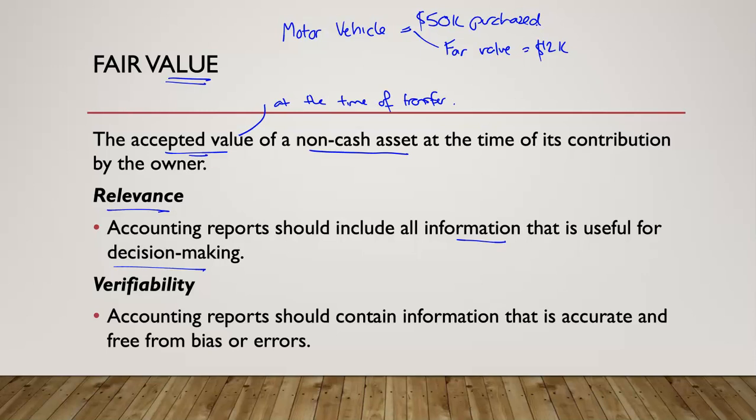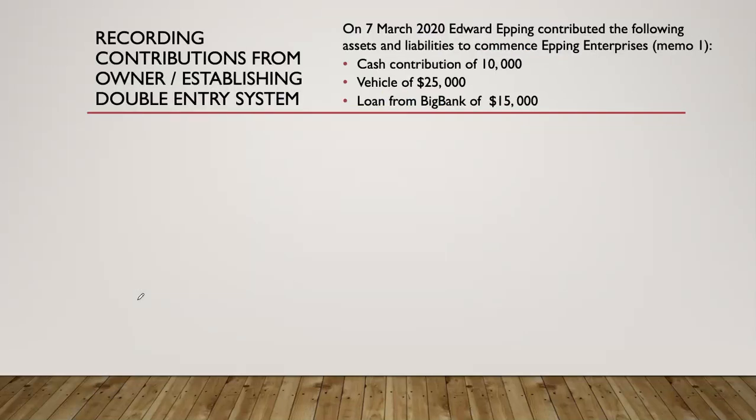Now we acknowledge that this is violating the verifiability characteristic that says we should have source documents because this provides the evidence to make sure our accounts are free from bias or errors. The accountants have made a decision that it is more important to be relevant and adopt fair value than worry about a source document, because in this case, when the owner transfers the asset, there is not a source document. So let's look at an example of when someone contributes something to the business, or if they establish a double entry system from scratch.